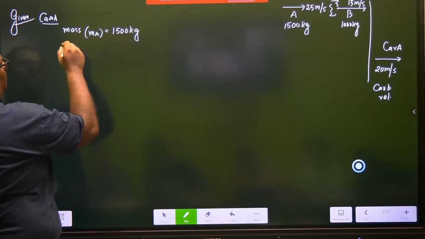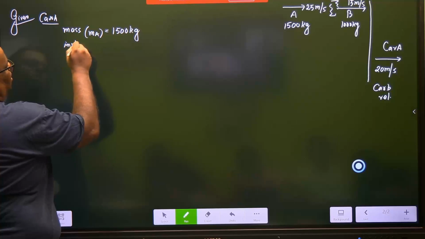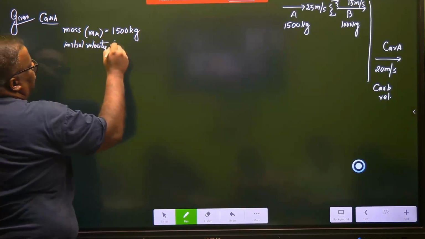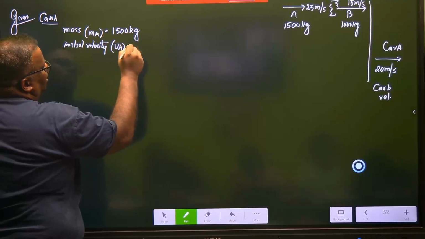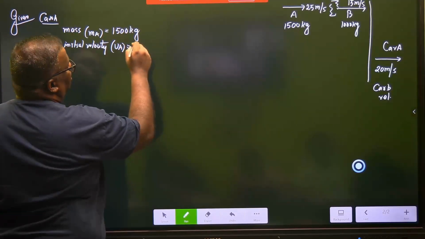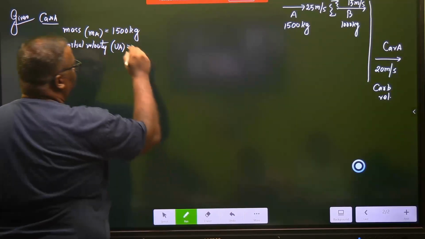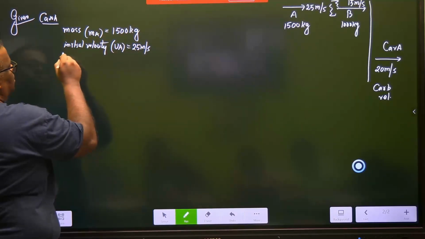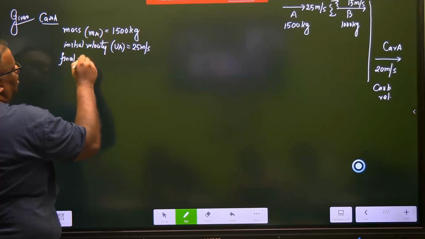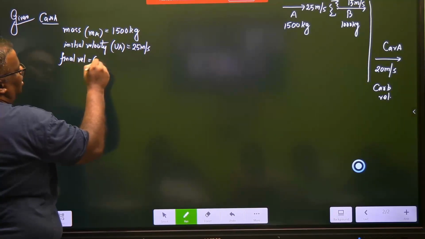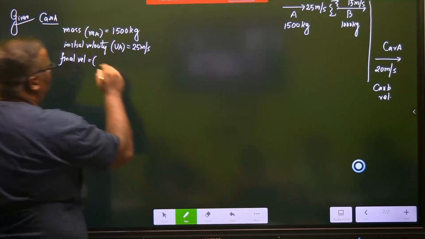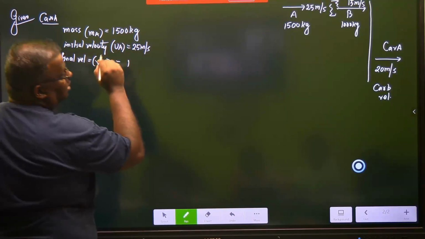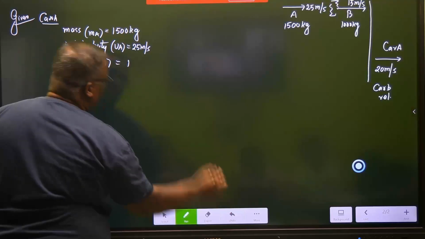Okay, car A, initial velocity, it will be UA. How much? 25 meters per second. Final velocity. Final velocity is always VA, and VA is 20 meters per second.